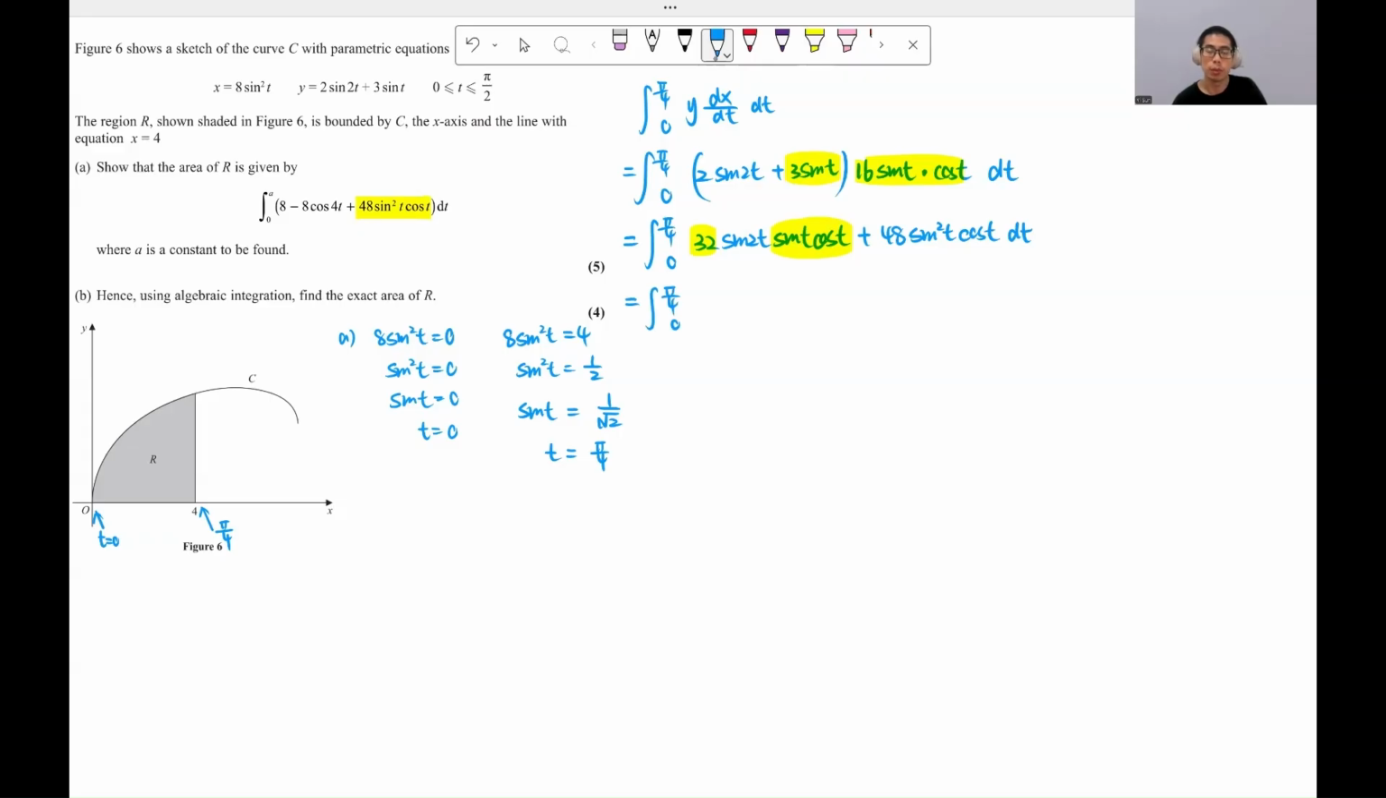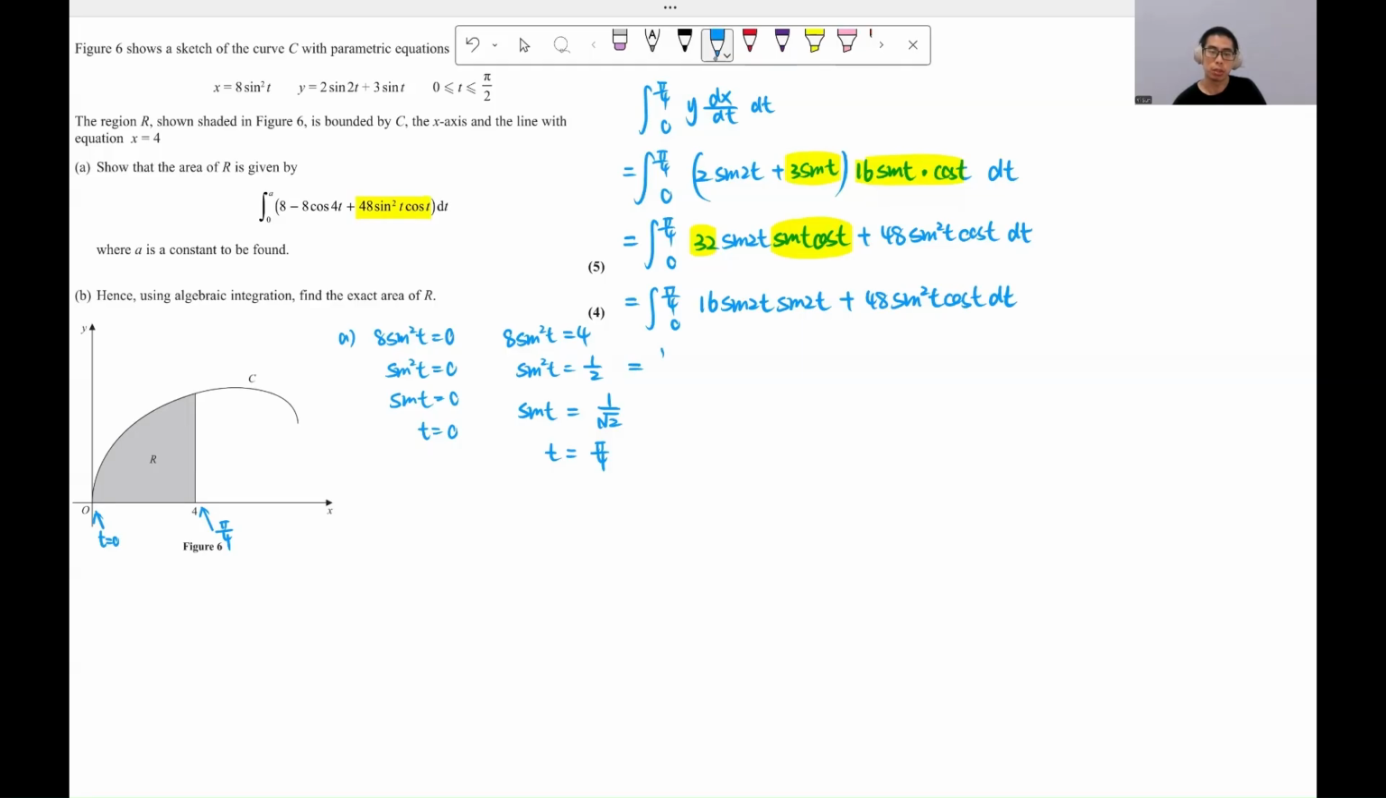So the double angle formula for sine is sin 2t equals 2 sin t cos t. So then we can change that into 16 sin 2t. Then 2 sin t cos t will give us sin 2t again. So then we get 16 sin 2t sin 2t. And then the second half doesn't change. So 48 sin²t cos t dt.